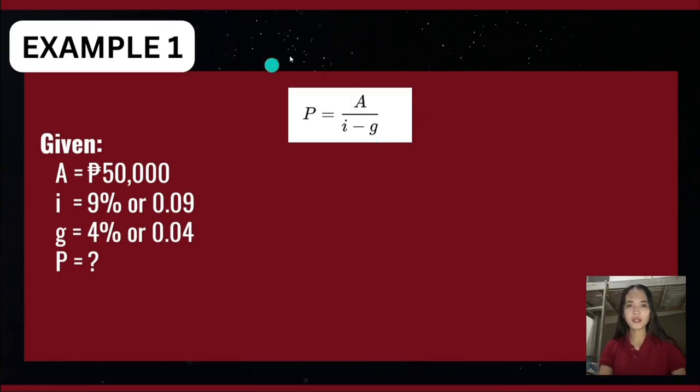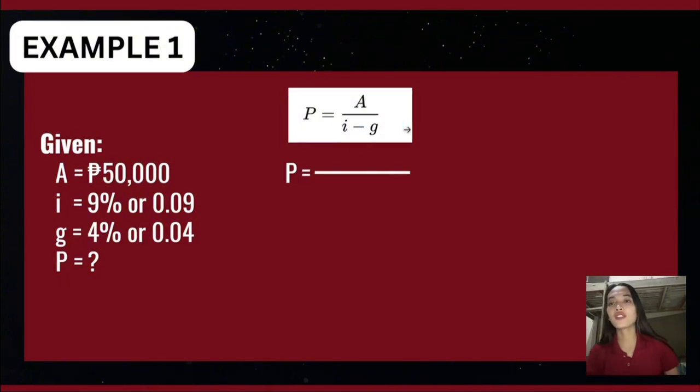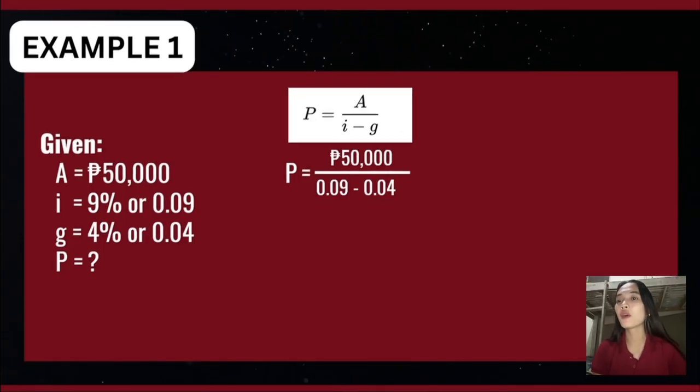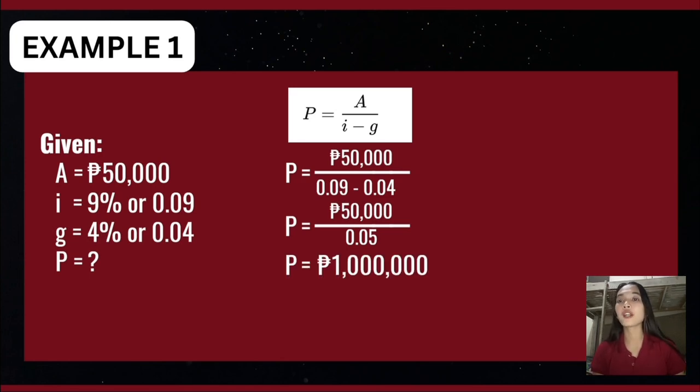Then, since we have our formula, we substitute the given values. We have the A, which is 50,000, divided by 0.09, our interest rate, minus the J, which is 0.04. So 0.09 minus 0.04 becomes 0.05. We now have 50,000 divided by 0.05, and if we evaluate these numbers, it becomes 1 million pesos. Therefore, our P here is 1 million pesos.